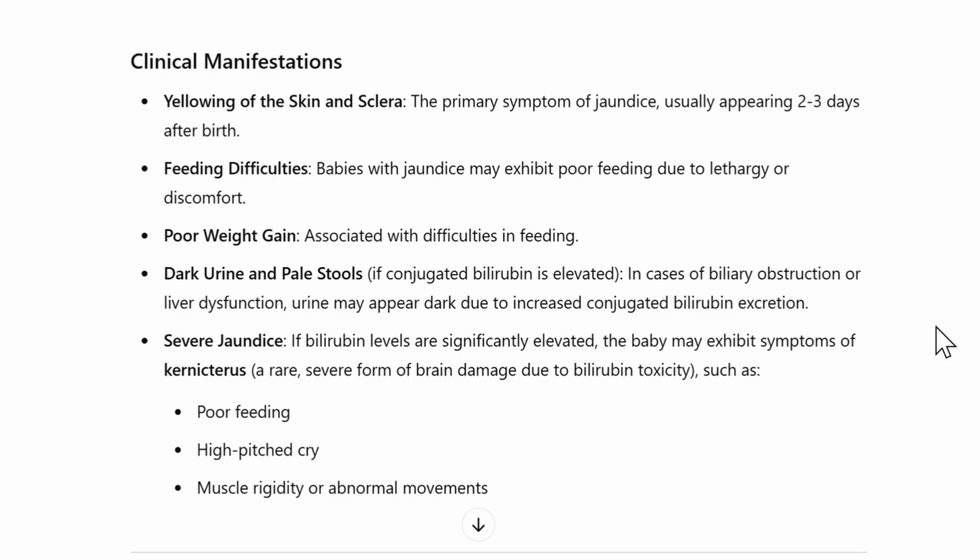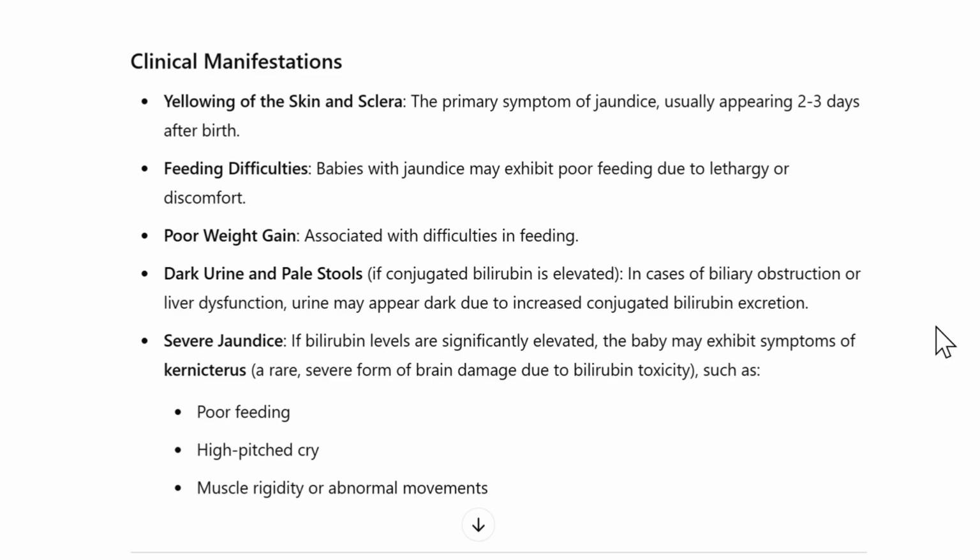Poor weight gain, associated with difficulties in feeding. Dark urine and pale stools, if conjugated bilirubin is elevated. In cases of biliary obstruction or liver dysfunction, urine may appear dark due to increased conjugated bilirubin excretion.